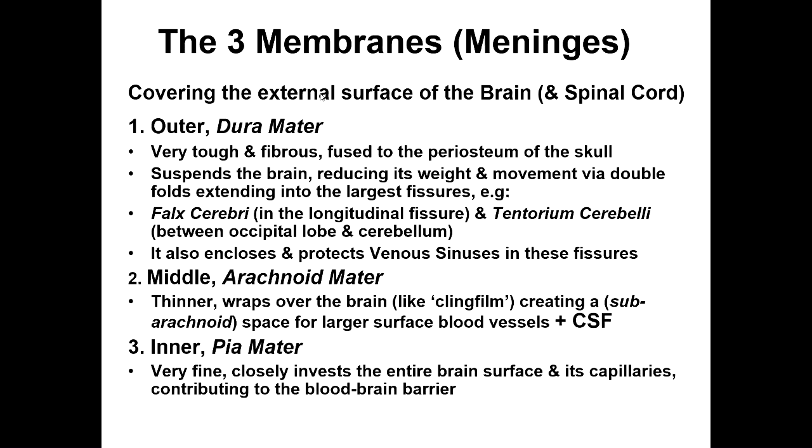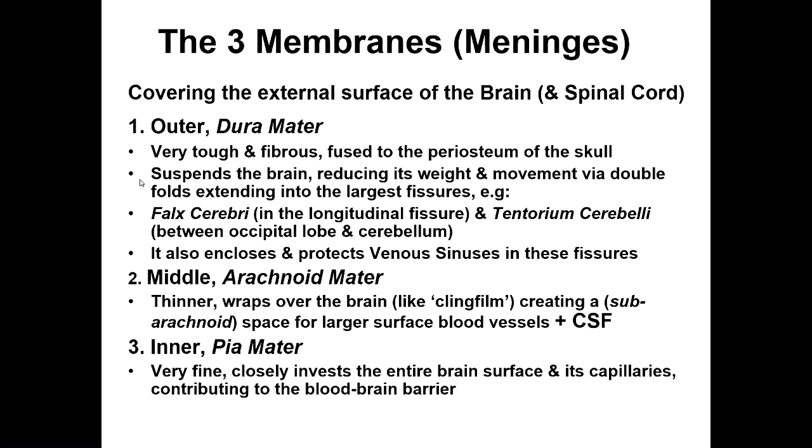That double dip of dura mater has a name. It's called the falx cerebri. Falx means sickle, and cerebri means brain. So it's a sickle-shaped piece of dura that runs down the longitudinal fissure and helps to hold your brain in position. Another one is called the tentorium cerebelli.